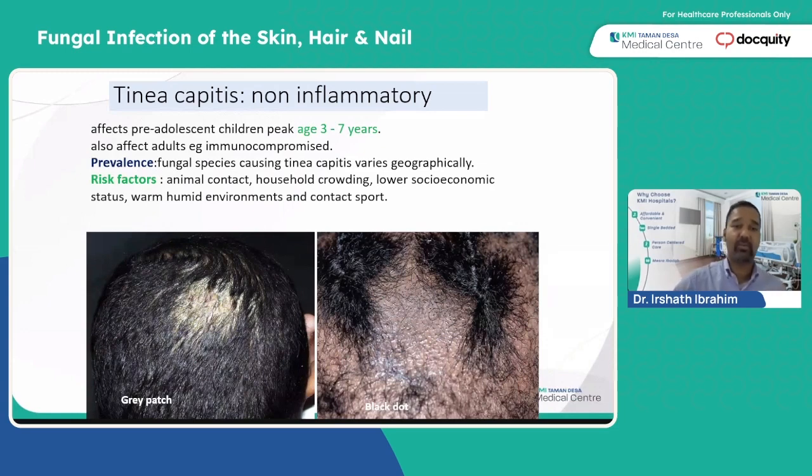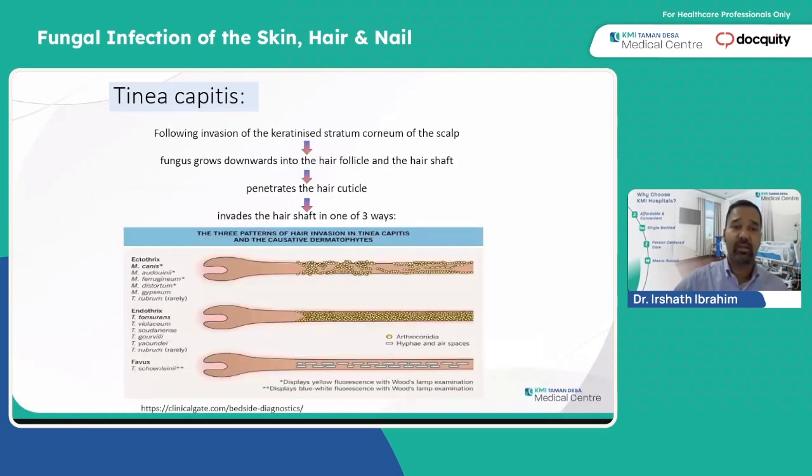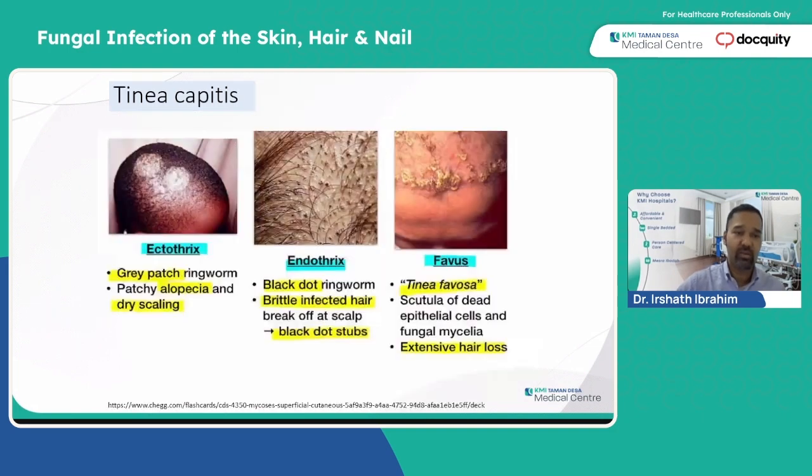So how it affects: the Trichophyton invades and keratinizes the stratum corneum of the scalp, and the fungus will grow downward into the hair follicle and penetrate the hair cuticle. So you can present as ectothrix, where the fungal spores are outside the hair follicle, or endothrix, where the fungal spores are inside the hair follicle, or favus, where you get all this hyphae inside the hair follicle. So this is the gray patch, the non-inflammatory tinea capitis.